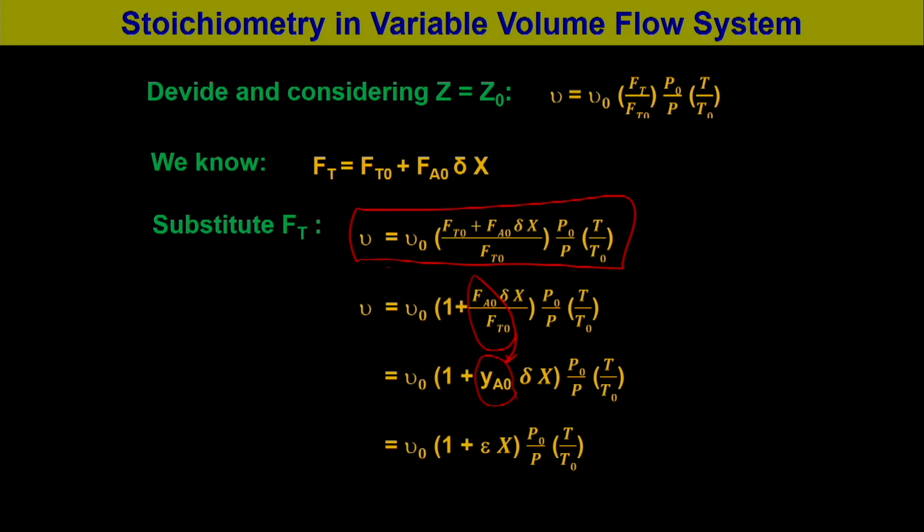Now, from the definition of epsilon, we have obtained that this is equal to Y A naught delta. If we substitute these two over here, we obtain V equal to V naught into 1 plus epsilon X into P naught by P into T by T naught. So, finally, this is the relation which we get between the conversion, the extent of reaction, and the volumetric flow rate.